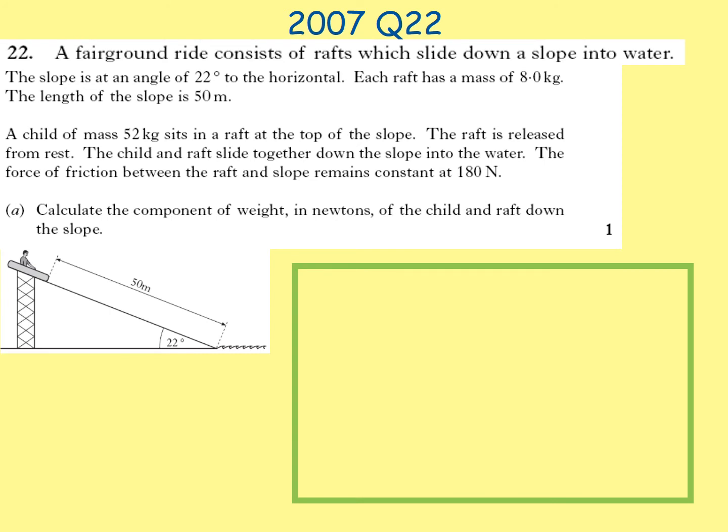Part A. Calculate the component of weight in newtons of the child and raft down the slope. So we know the equation we want to use is our weight down the slope is equal to mg sine theta, just like we've been using before.